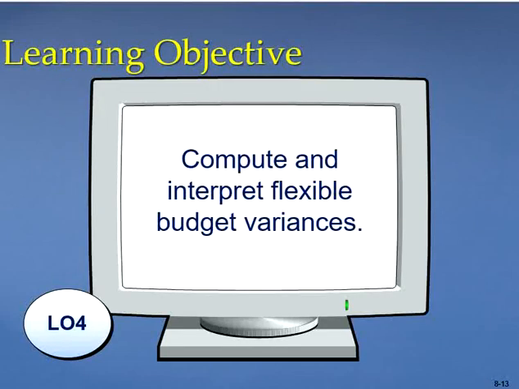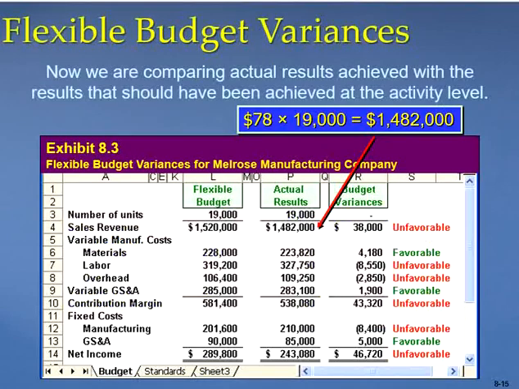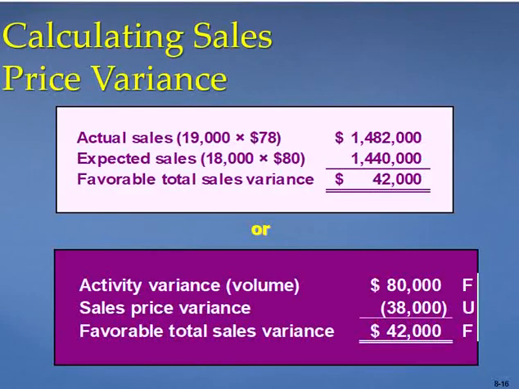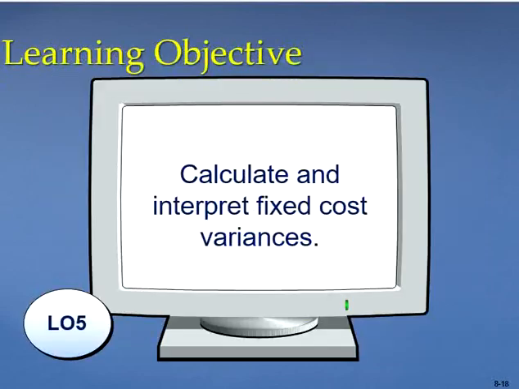Okay, then we looked at calculating and interpreting the flexible budget variance. How we calculate a flexible budget variance from standard and what was actual. We prepared a flexible budget here, and we compared it with the actual and looked at whether it's favorable or unfavorable. Then this is how we can calculate a sales price variance, and what are the human elements associated with flexible budget variance.